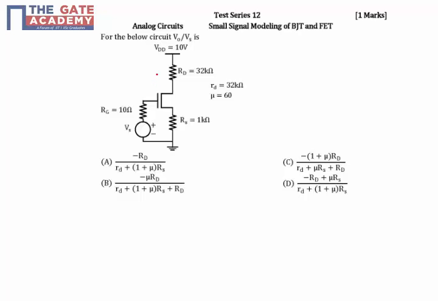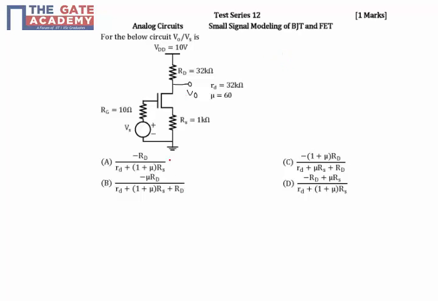So in the given problem, he's asking the ratio of V0 by Vs. Actually, the output they have not mentioned here. This is the output V0. So to find V0 by Vs, first of all, you represent this with its equivalent of R model, or we can say this is called RT model or R model.